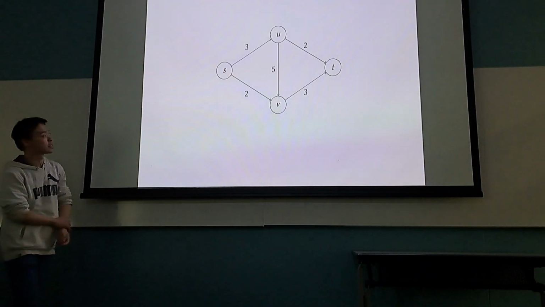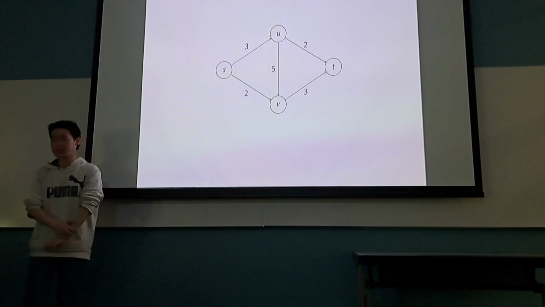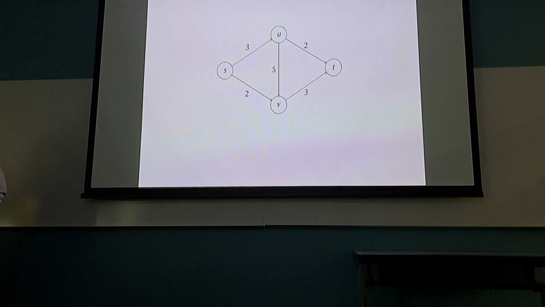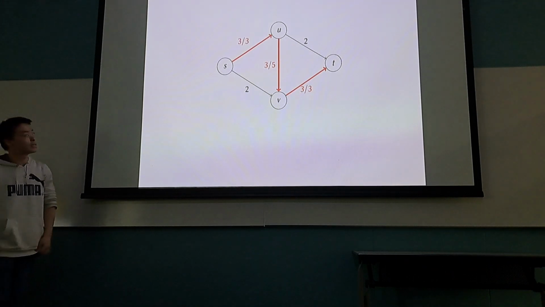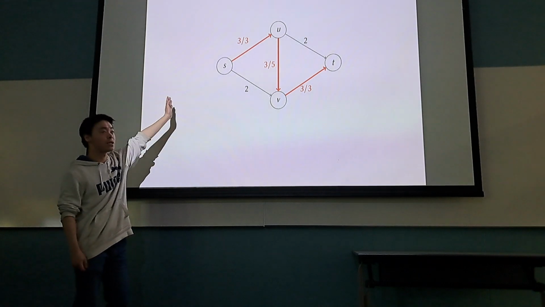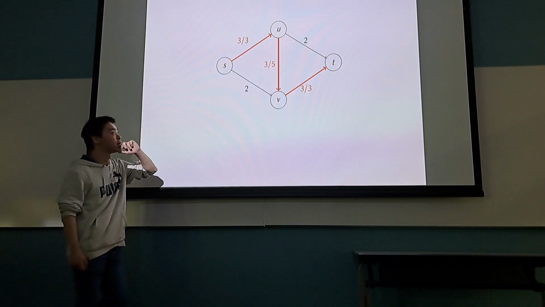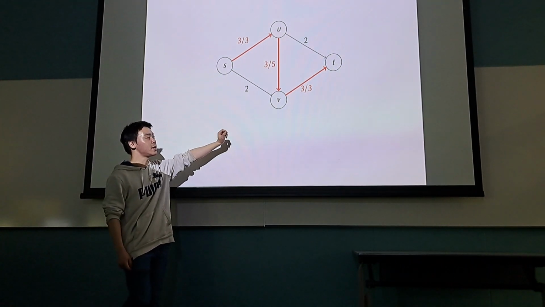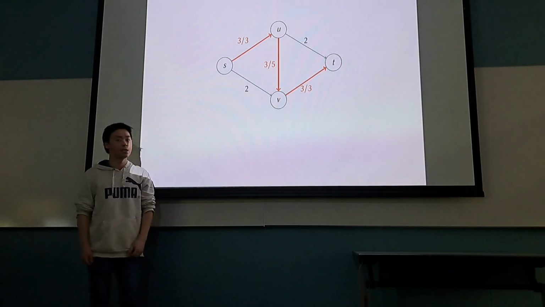So we'll have a look at this example here to illustrate what's happening. If we try to pick a random path, one path that we can pick is this zigzag path. One thing we can do is to send 3 units of flow from S to U, and then 3 units of flow from U to V, and then 3 units of flow from V to T.